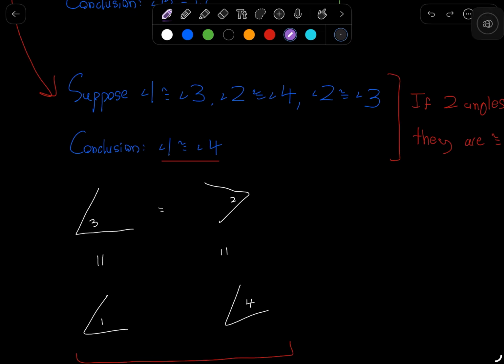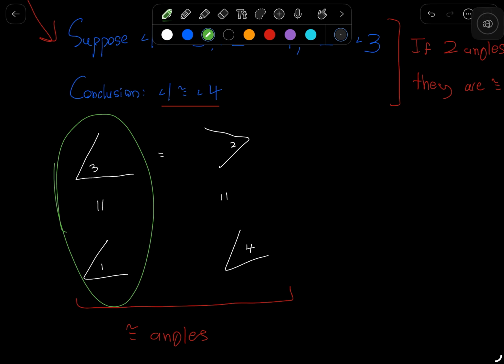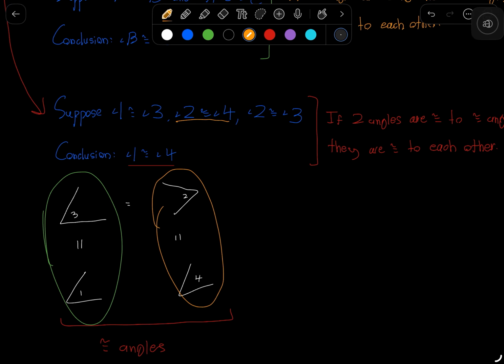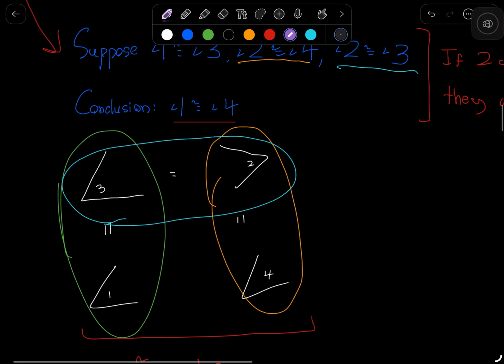But I always like to visualize it. So they give us that 1 equals 3, and I've displayed that here, that angle 1 is equal to angle 3. They tell us that angle 2 is equal to angle 4, likewise, I've written that there. And finally, they tell us that 2 is equal to 3. So I like to think of this as what other connection hasn't been made yet? Well, obviously this one: 1 and 4 haven't been proven congruent, so that's the conclusion that you can make.